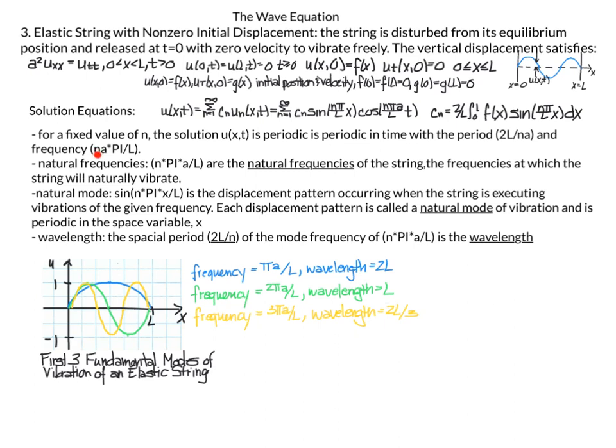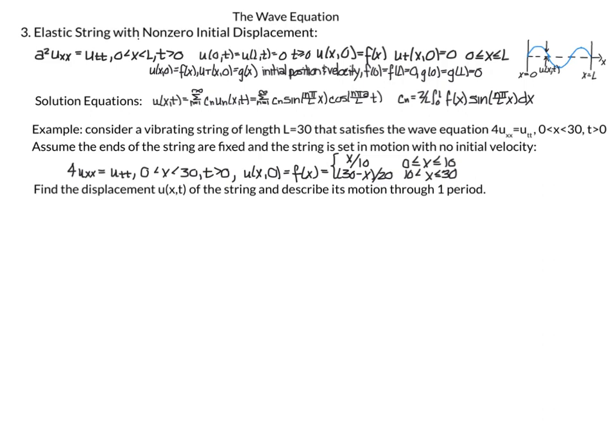And when our wavelength is equal to 3, we have 3 pi a over L, which is over here in yellow. And our wavelength is now 2L over 3. So these are the fundamental modes of the vibration of an elastic string. And now we can do an example.